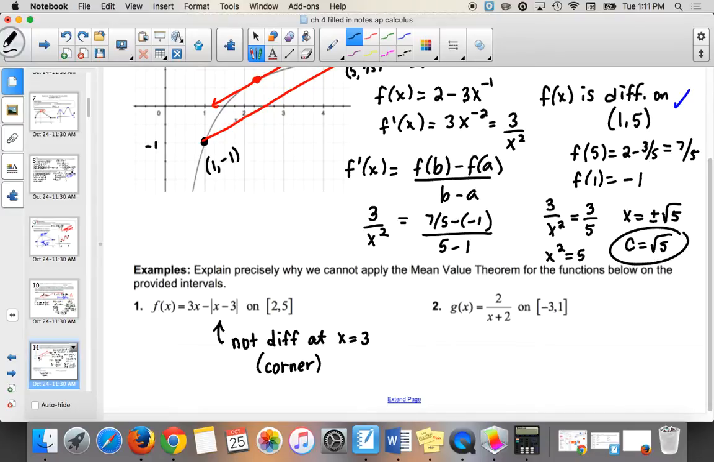All right, and then g of x equals 2 over x plus 2. If I have the interval -3 to 1, what do we see about that? -2 is a vertical asymptote. Do you guys see that? So it's not continuous or differentiable at x equals -2, and that's on that interval, so we can't use the mean value theorem for that.